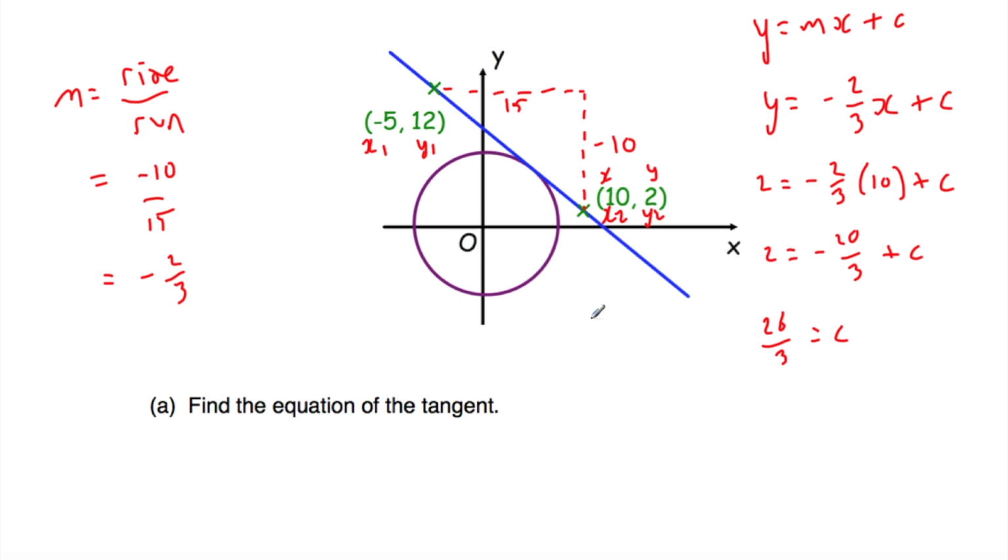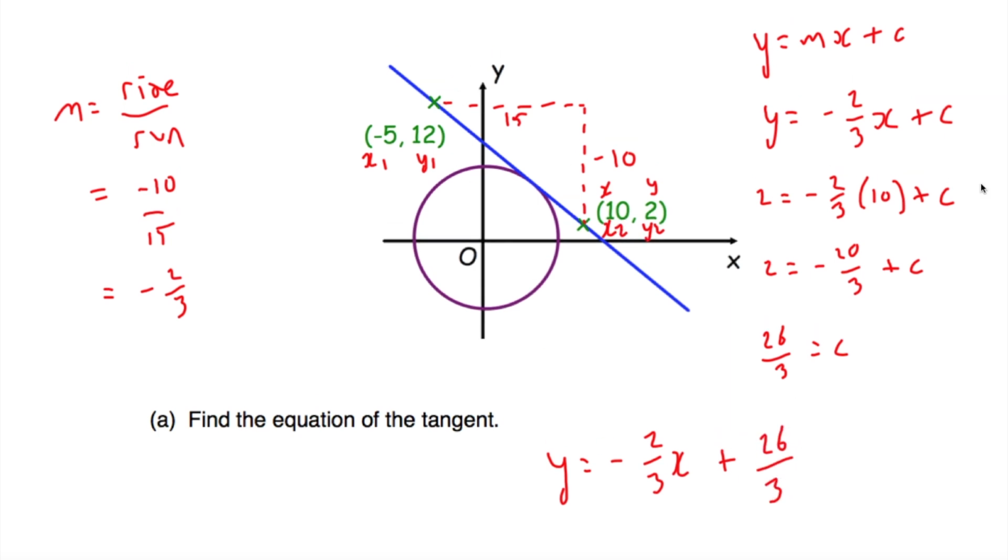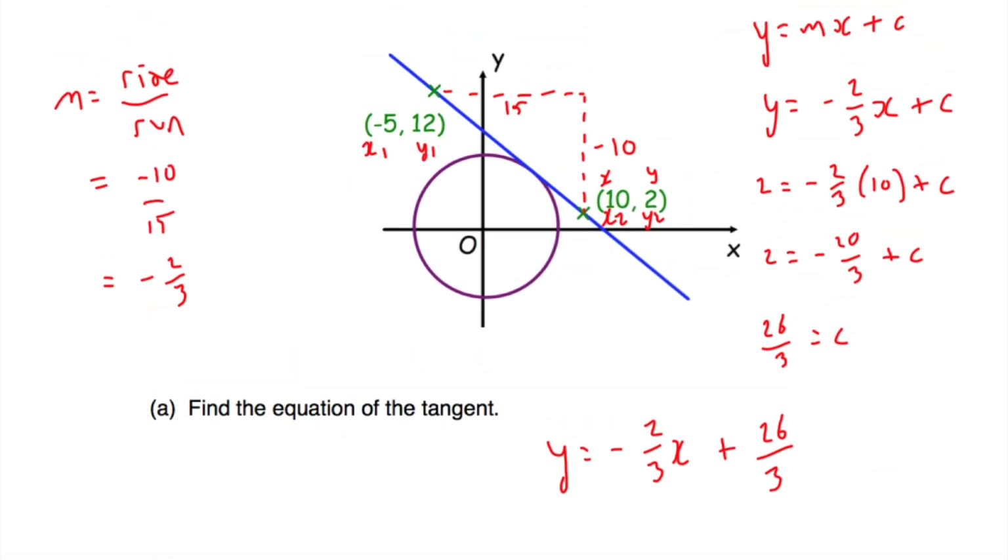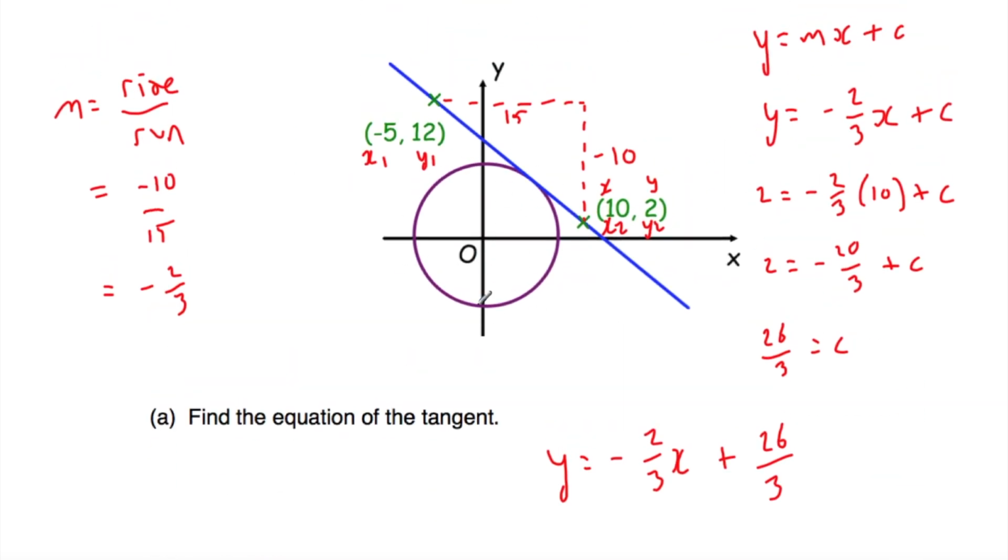So that means the equation of the tangent will be y equals minus 2/3 x plus 26/3. And that's it, that's the equation of the tangent. Okay, now let's have a look at part B. In part B, we've been asked to find the equation of the circle. So we want to find the equation of this circle.